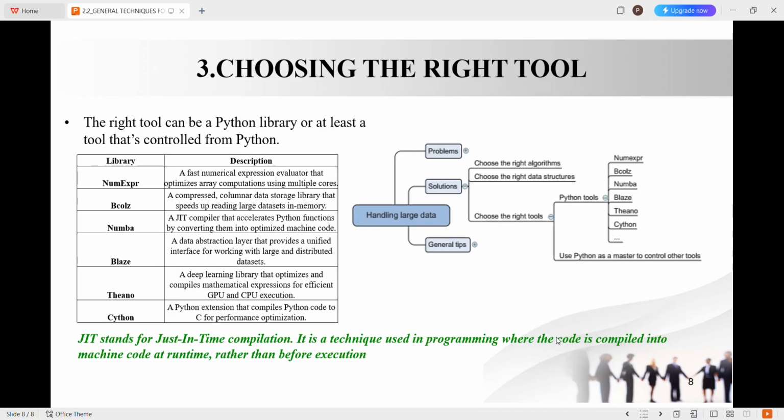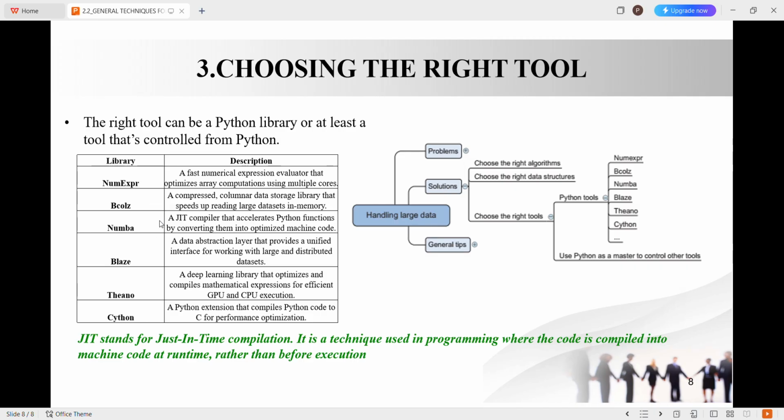The third option or solution for solving the problems faced while handling large data would be choosing the right tool. Here we can take the example of the Python libraries themselves. Some of the libraries mentioned here are NumExpr, a fast numerical expression evaluator used for optimizing array computation, or a data compressor using Blosc, or it could be Numba.